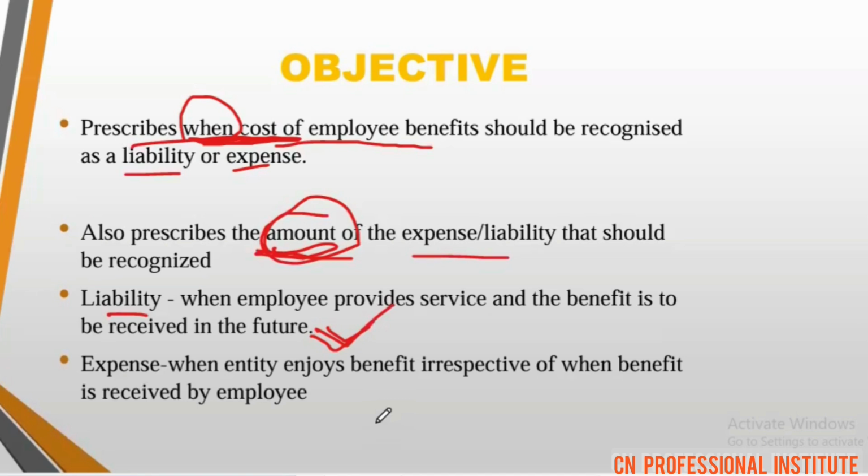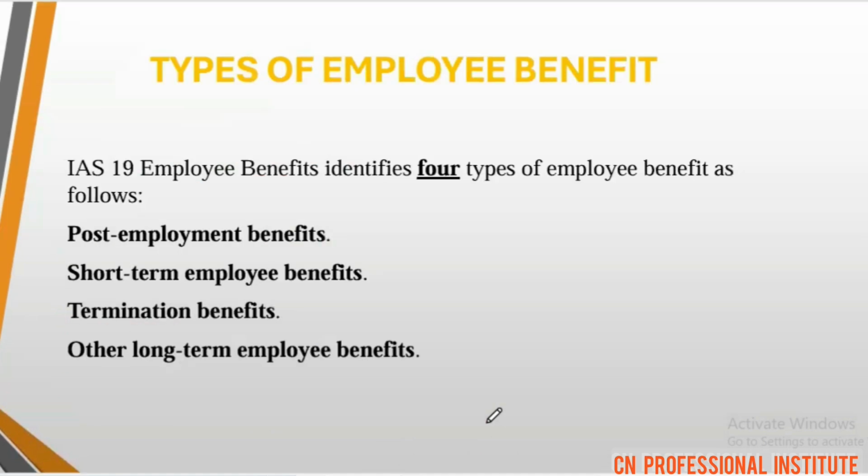So this is the objective. One, when do you record employee benefit as liability or expense? And two, what amount do you record? Let's look at the types of employee benefit. The standard identifies four types of employee benefits. The first one is post-employment benefits, then short-term benefits, termination benefits, and other long-term employee benefits.